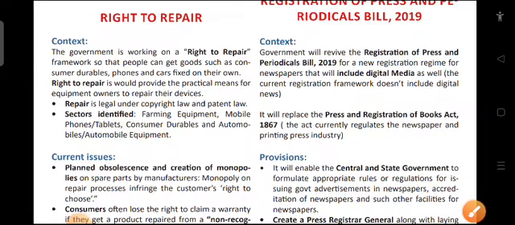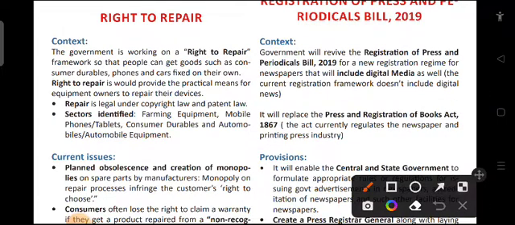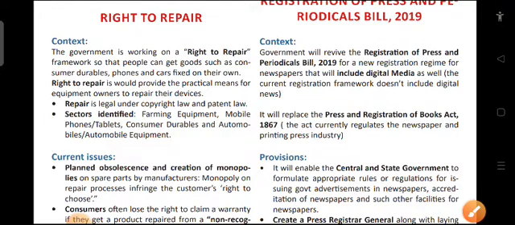So a new bill is going to replace this old one. Press and Registration of Books Act is going to be replaced by Registration of Press and Periodicals Bill 2019. Because this particular Press and Registration of Books Act does not include the digital media. So the new bill will include the new aspect also.